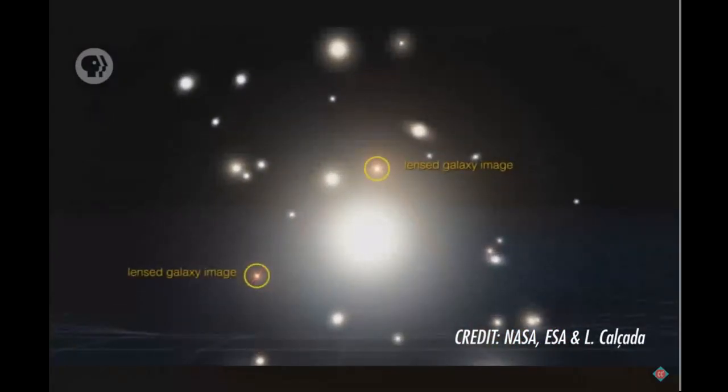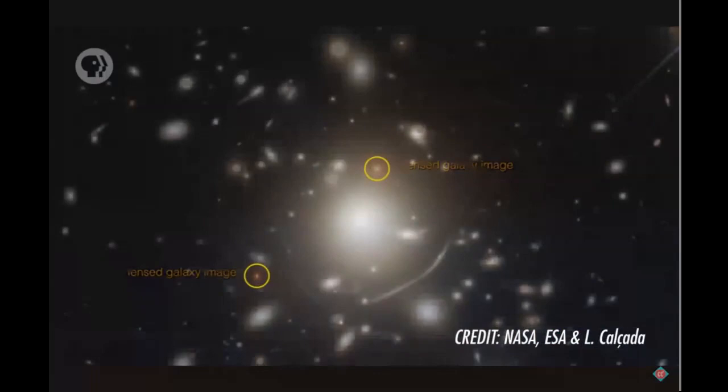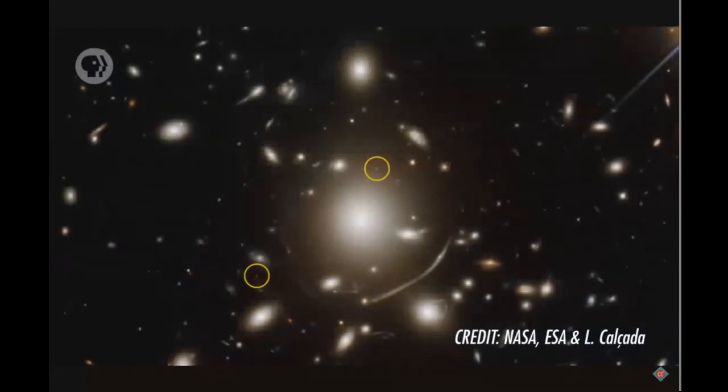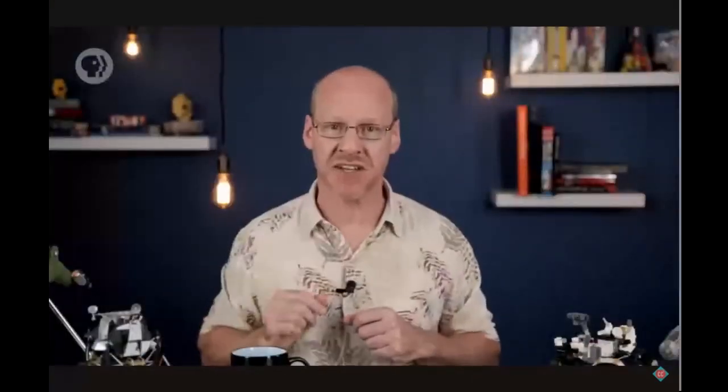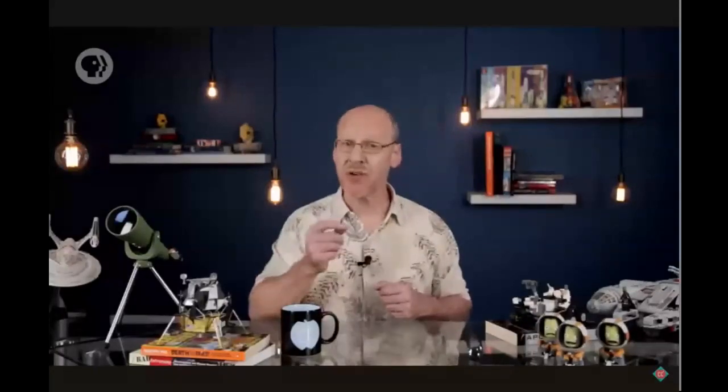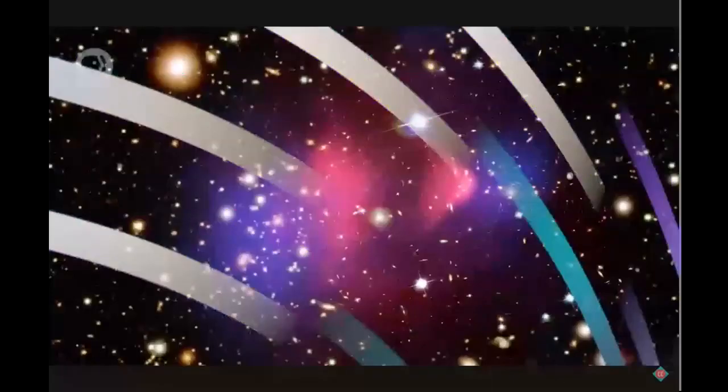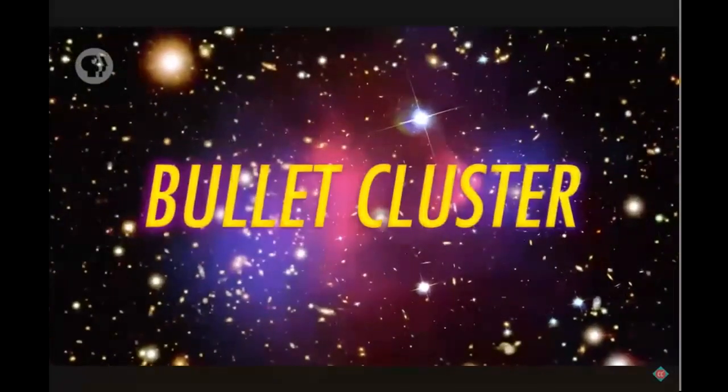Einstein's equations tell us that the amount of bending depends on the mass of the cluster, so we can, in theory, measure the mass of the cluster by the distortion of objects behind it. Not only that, but it gives us a map of where that mass is. Astronomers use this method on a cluster of galaxies located about 3.5 billion light years away, called the Bullet Cluster. It's a very special object.